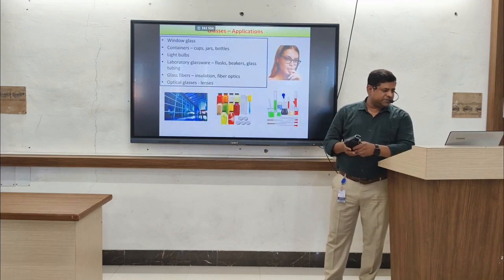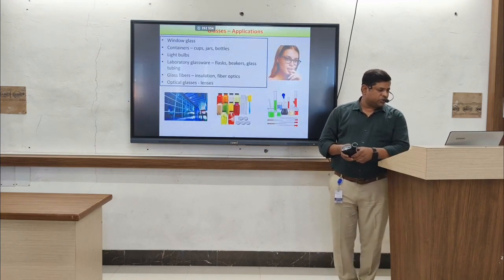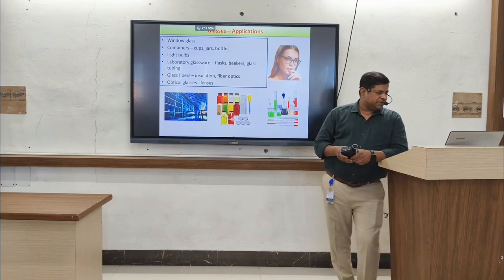Applications you can see: window glasses, containers, cups, jars, bottles, light bulbs, laboratory glassware, flasks, beakers, glass tubing, glass fiber insulation and fiber optics, and optical glasses, which are nothing but the lenses.